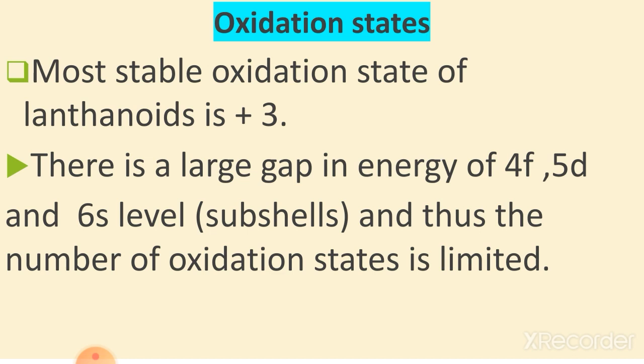The lanthanoids, that is Ln, show a limited number of oxidation states as the energy difference or energy gap between the 5d and 4f subshell, that is orbital, is significant, that is large, and hence the 4f orbital does not take part in the bond formation. So that's why the most stable, that is common, oxidation state of lanthanoids is +3. So there is a gap, as I just told you, in the energy of the 4f, 5d and 6s subshells, and thus the number of oxidation states is limited.